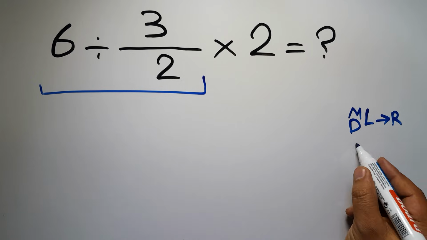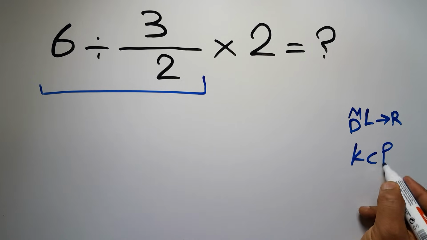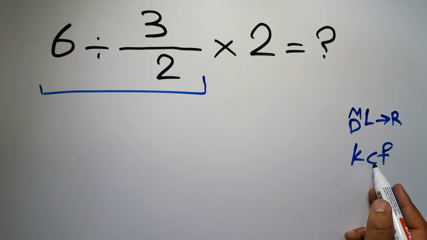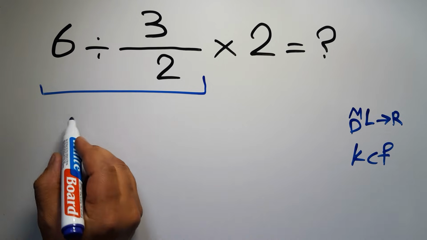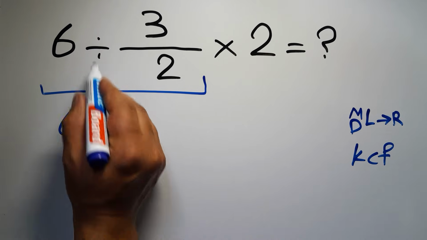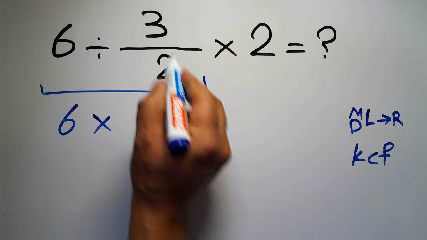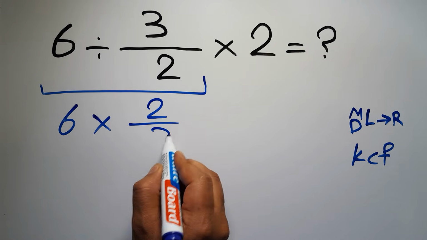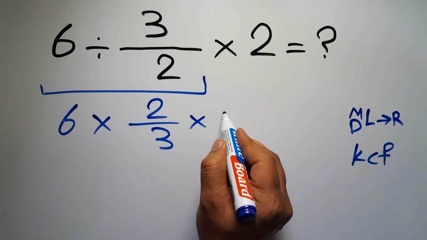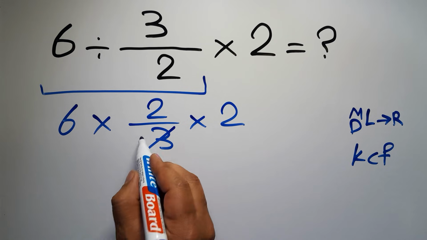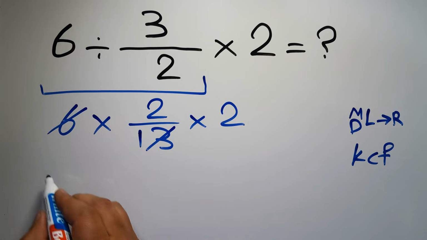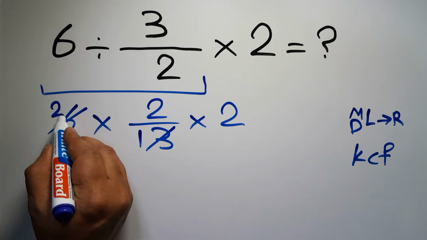According to the KCF rule, K stands for keep, C stands for change, and F stands for flip. We can write keep the first fraction, change division to multiplication, and flip the second fraction. And here we have times 2. Okay? 3 divided by 3 gives us 1, and 6 divided by 3 equals 2.